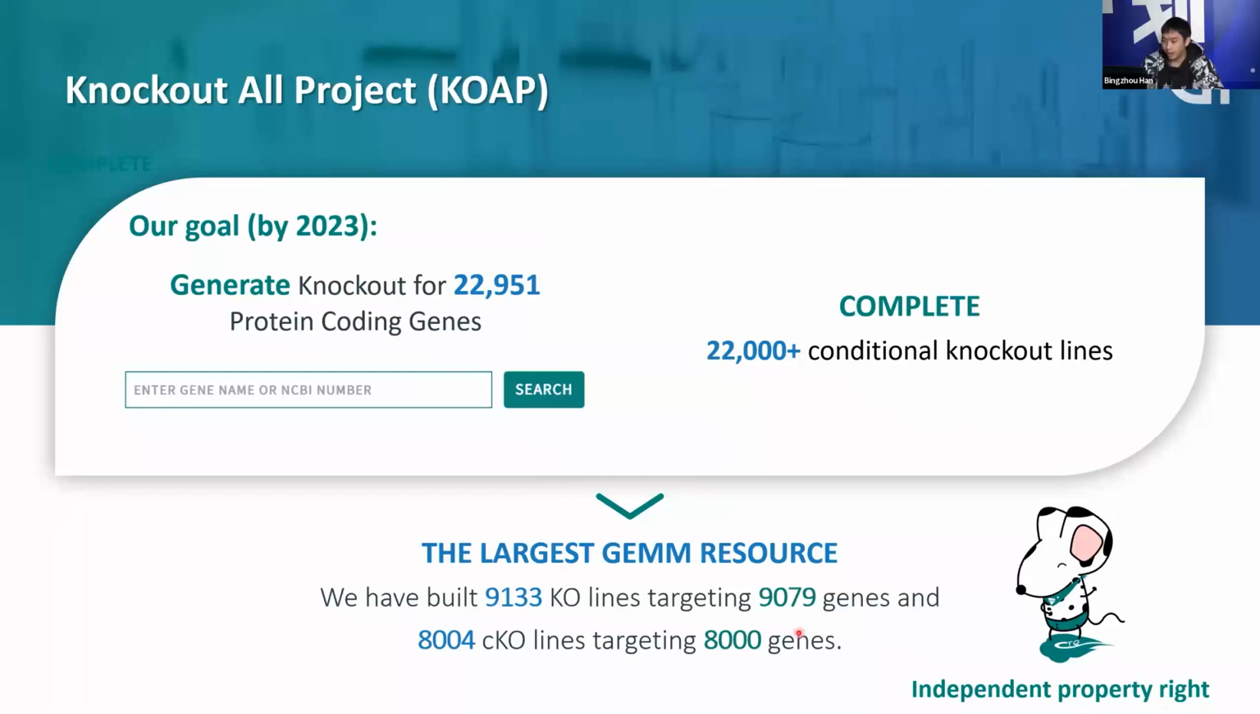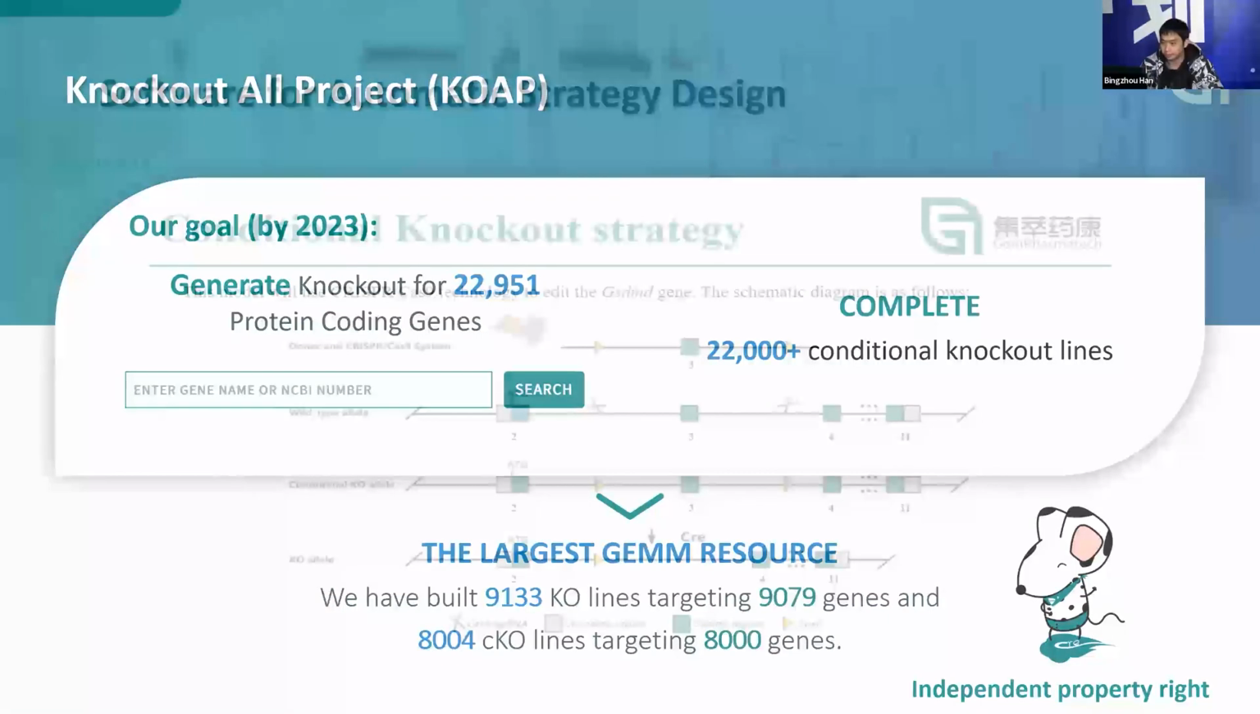From now on, we have already built over 9,000 knockout lines and 8,000 floxed lines, and combining them together with other strains like point mutations, knock-ins and other tool strains, we now have over 19,000 strains with independent property rights, and we are currently the biggest strain keeper in the world.